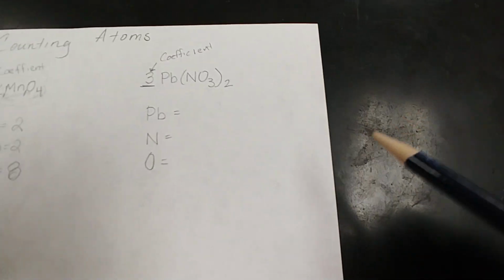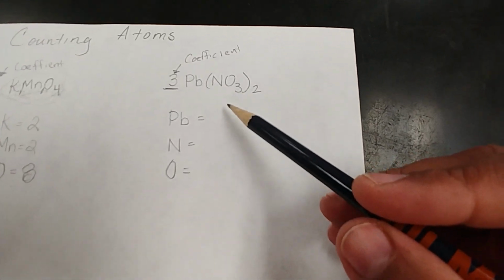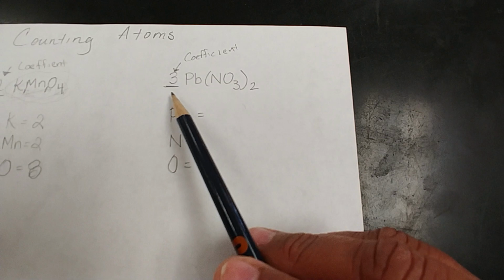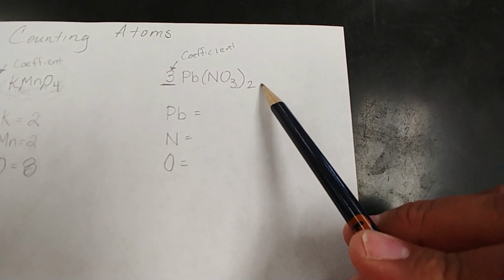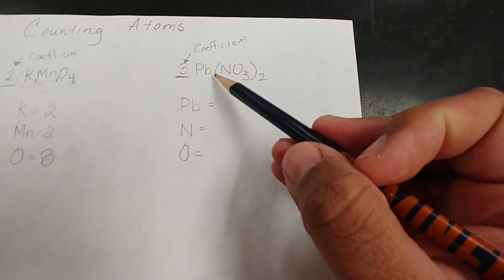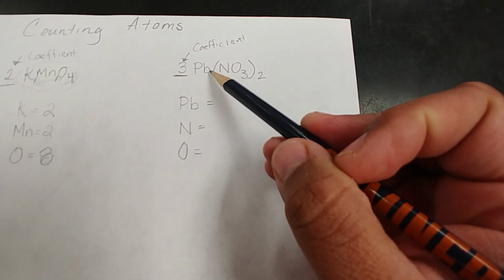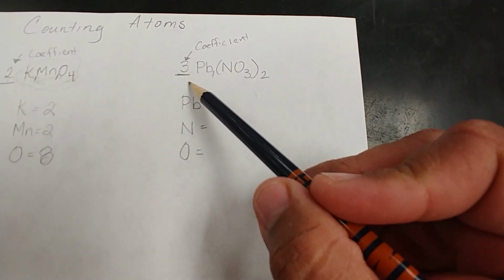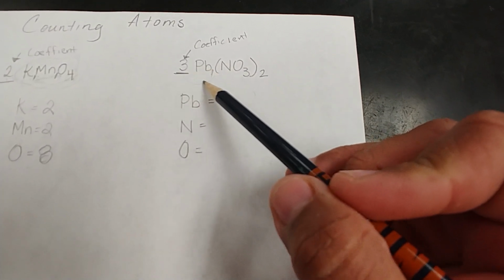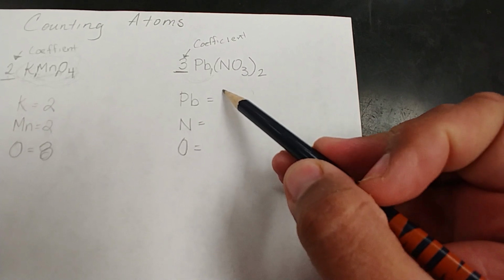Okay, so looking at another situation where you have parentheses. In this situation, same thing with the coefficient, it multiplies with everything that you have here. So here's lead. It's not inside of parentheses, and there's not a number there, so it's understood as a 1. So this 3 multiplies with this 1. 3 times 1 is 3, so that makes 3 atoms of lead.